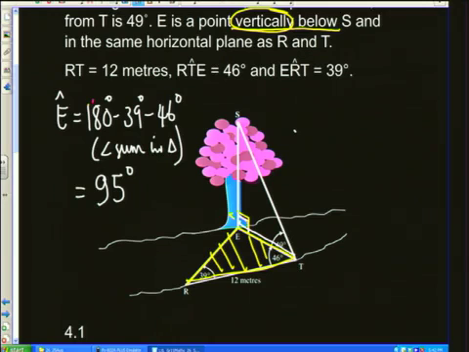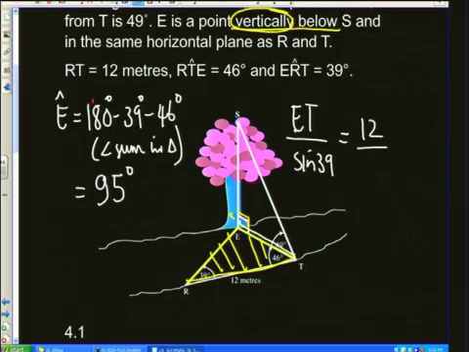Now, where were we going with this information? Because 12 is opposite 95, and the one that we want is opposite 39. So we're going to start off with ET, because that's what we don't know. ET divided by sine of 39 is equal to 12 divided by sine of 95. And get into the habit, grade 11s, of actually filling in. This is 95, so let's fill it in. As we calculate it, we fill it in.